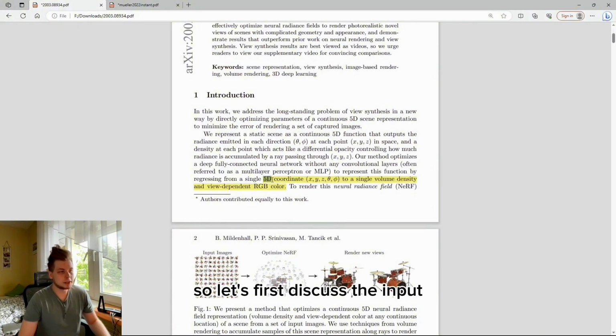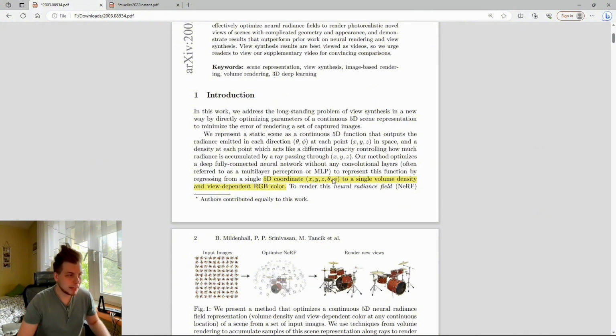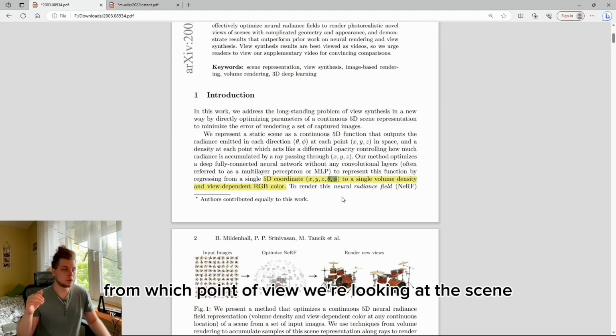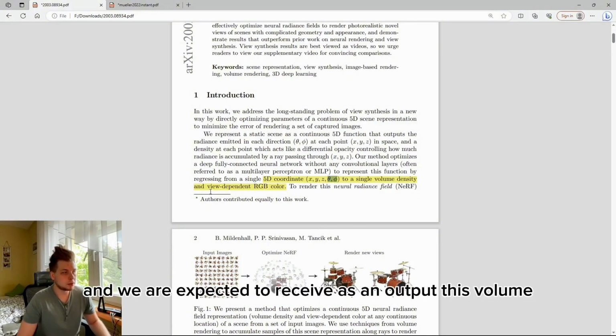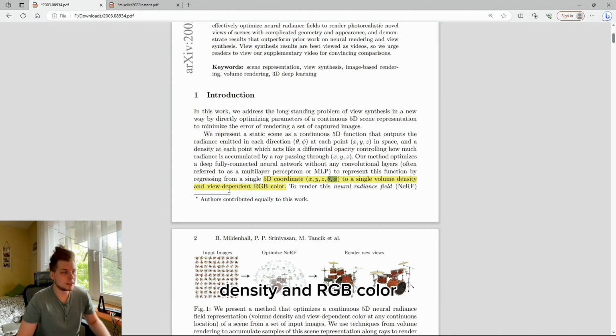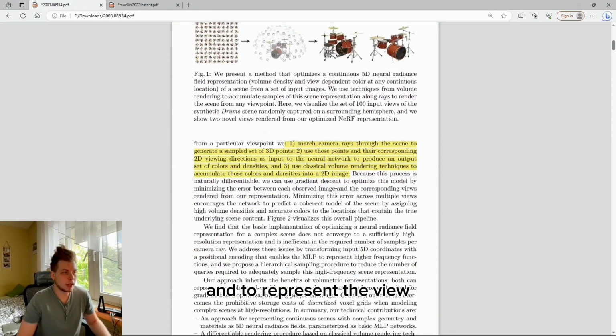So let's first discuss the input. The input is 5D because we have 3 XYZ coordinates, so that's basically the starting position from which we are sourcing the value of the array. And then we have this radial and azimuth coordinate that describes from which point of view we're looking at the scene. And that's our input basically too. And we are expected to receive as an output this volume density and RGB color that we can then render into the particular picture and to represent a view.